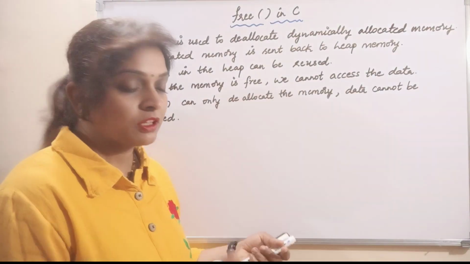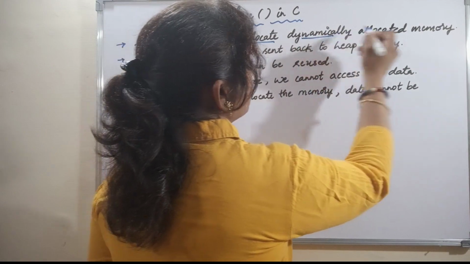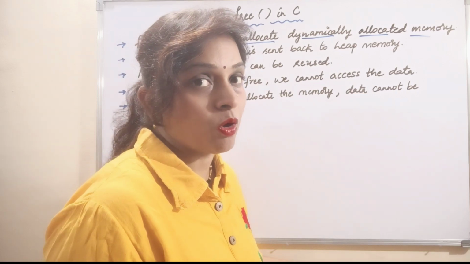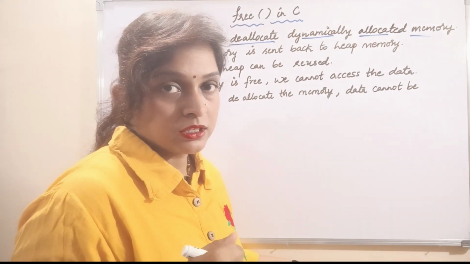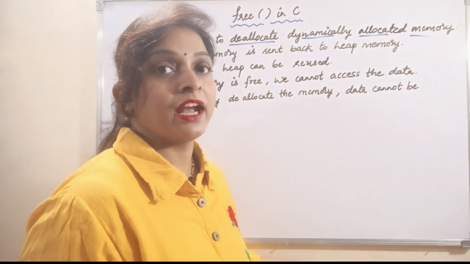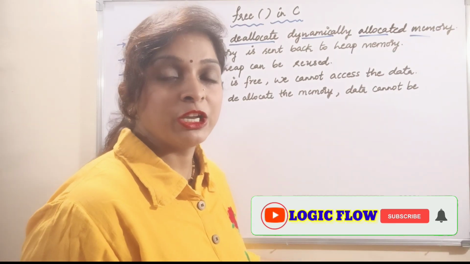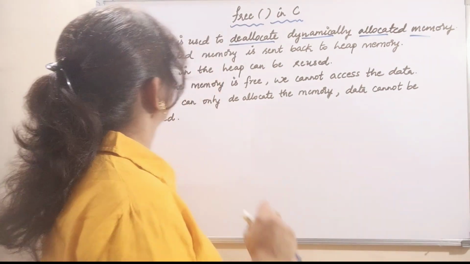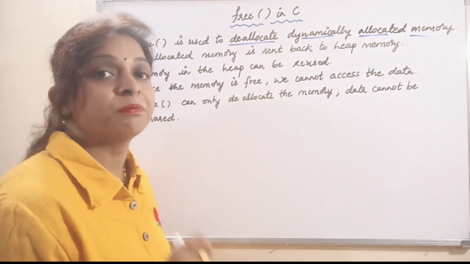Free function in C. So what is this free function? The free function is used to deallocate the dynamically allocated memory, that is, what we allocate using calloc, malloc or realloc. Those memory will be deallocated using the free function. It is compulsory and mandatory to deallocate the memory using free, because memory allocation that we do using calloc, malloc and realloc has to be deallocated using free only. And it's a good practice of a programmer so that we can use the memory effectively.